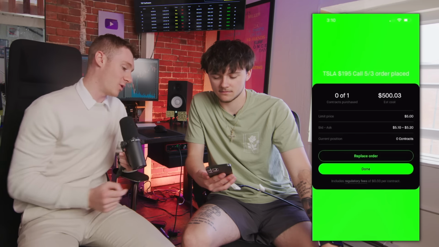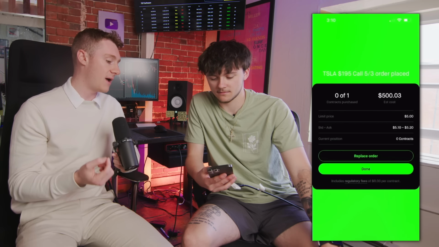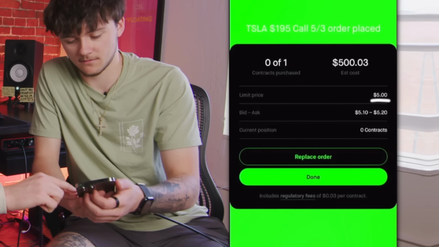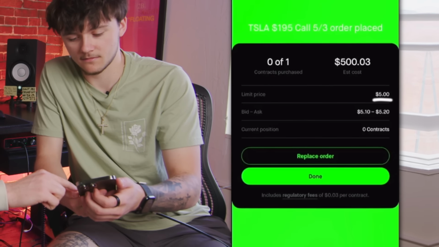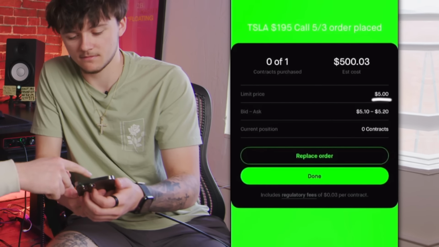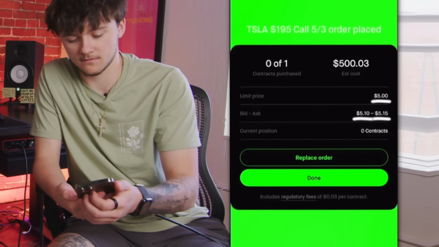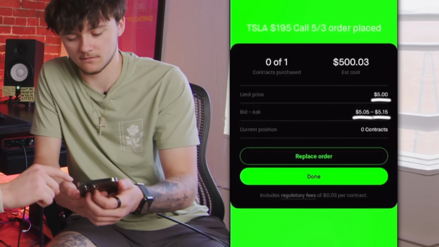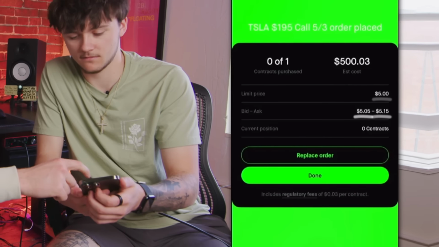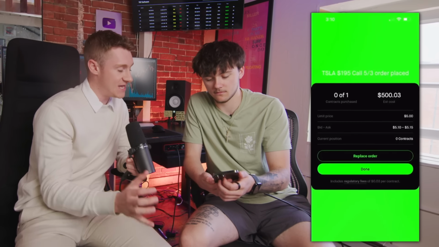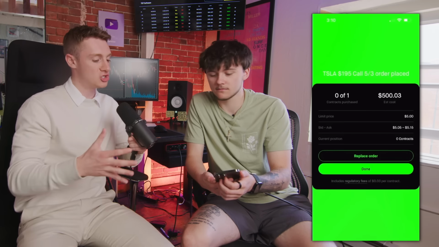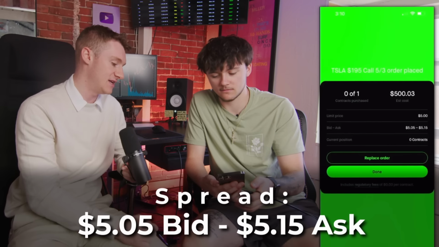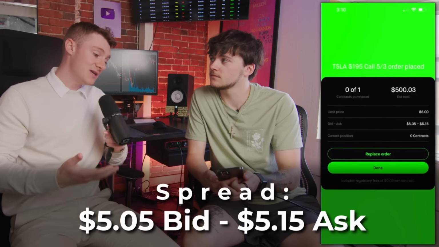If you go to replace order, we might have to change up our order fill a bit because we're trying to get filled here at $5 a contract, right? That's $500. But you can see here, there's what is called the bid and the ask. So the bid is at 5.10 and the ask is at 5.15. We want to be somewhere in between 5.10 and 5.15. That's like the spread. The spread is between 5.05 and right now 5.15. And it's moving because the market's open and Tesla is pretty volatile.